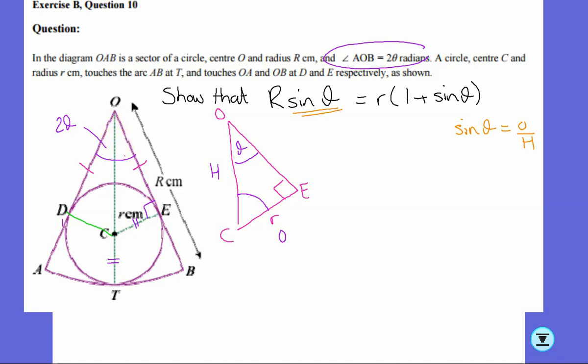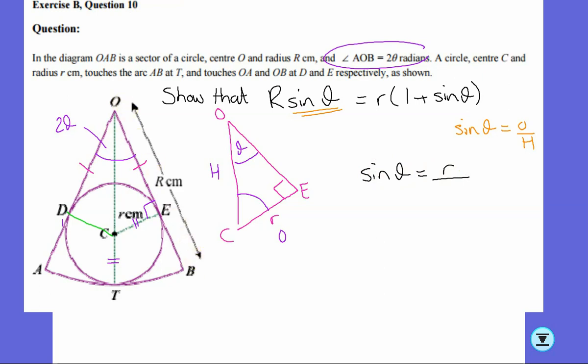Okay, so if this was 70, this would be 35. If this was 80, this would be 40. So that's 2 theta, that's 1 theta. Okay, so let's start using this. So we've got sine of theta is r over the hypotenuse. So we have to find a length for this. I'm actually given that, aren't we? So this is capital R.